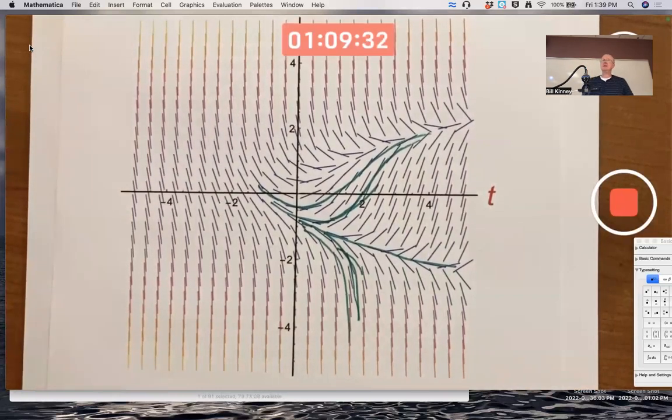The moral of the story is you can use the technology to graph solutions even when you can't find their formulas.